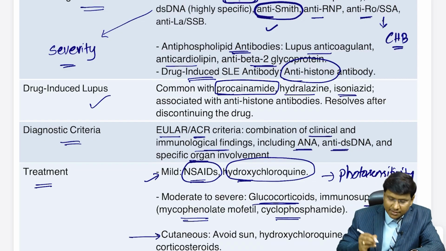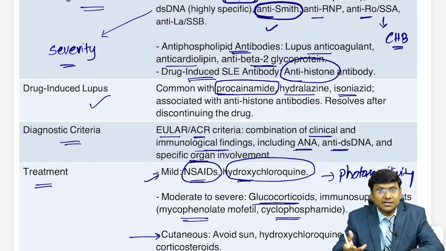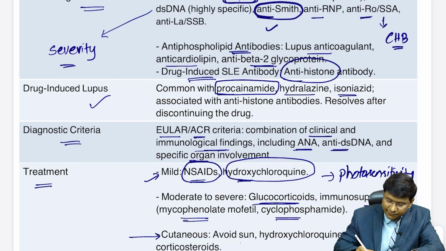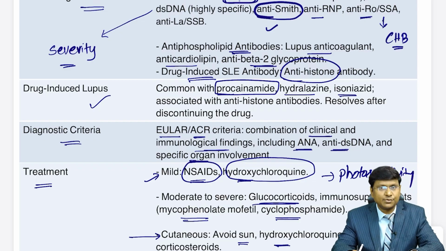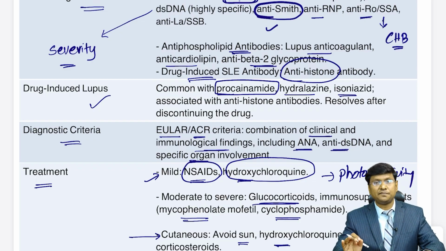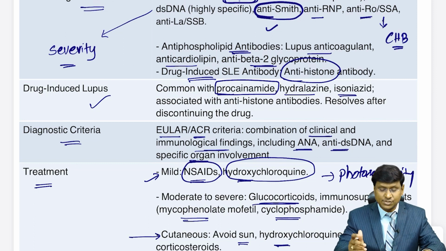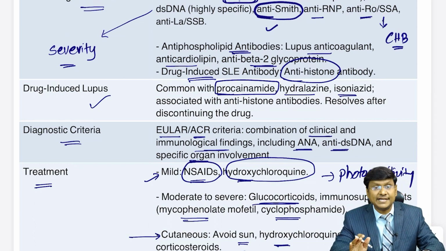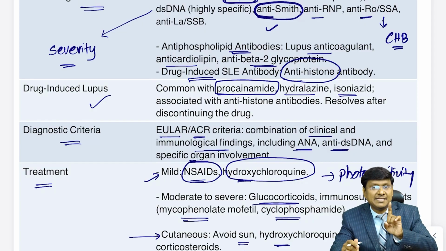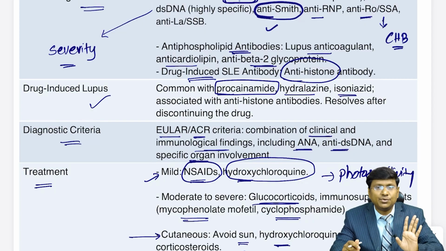Then how do you treat the cutaneous involvement, that is the photosensitivity? So first and foremost, avoid sun exposure. Hydroxychloroquine should be given, and then the corticosteroids. And for the treatment of psychosis, you need to give antipsychotics, that is haloperidol has to be given. Right, haloperidol has to be given. And for Libman-Sacks endocarditis, what did I tell you? You need to do a valvuloplasty.